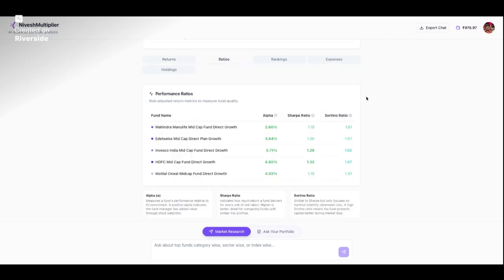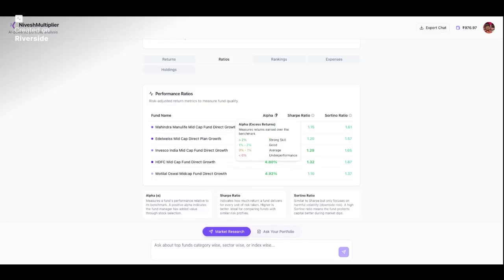So over here, we are showing the performance ratios of all these mutual funds. So I'm a beginner. I don't know what an alpha ratio is, what a Sharpe ratio is, what a Sortino ratio is, like what's alpha. I don't know. So it is clearly telling me that alpha means the measure of the fund performance relative to its benchmark. So the greater the value, the better it is. That is what I am understanding. But still, I don't know how much value is good enough.